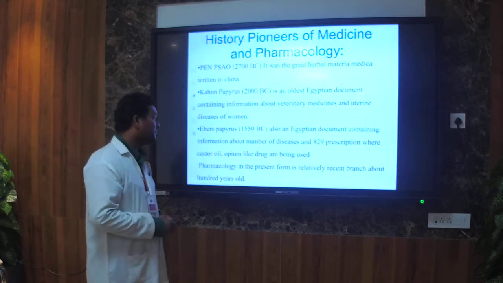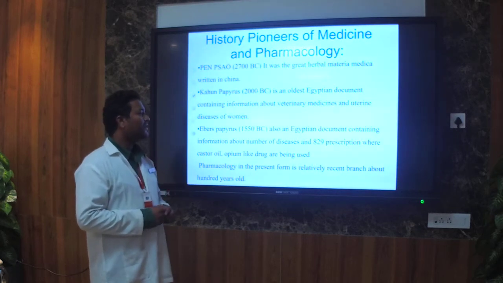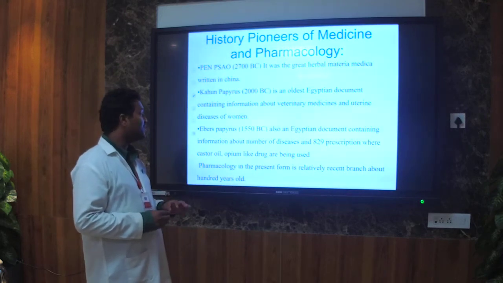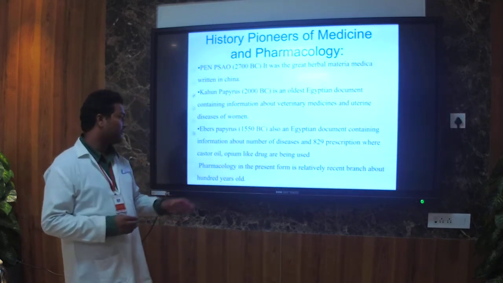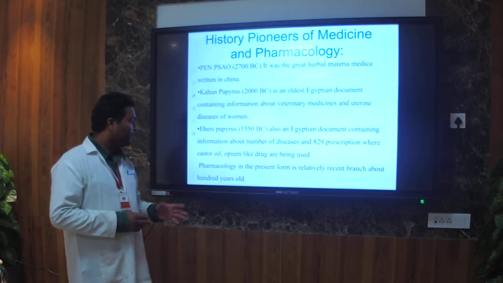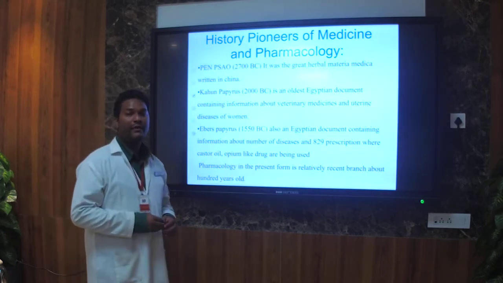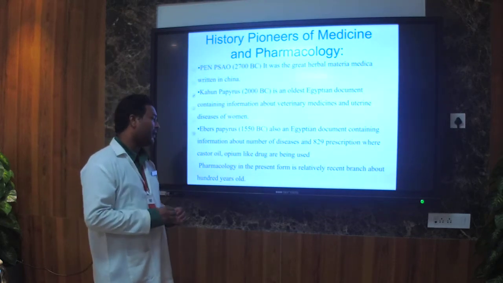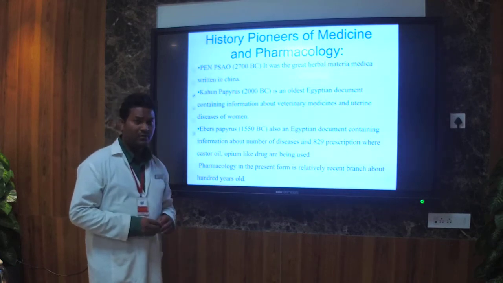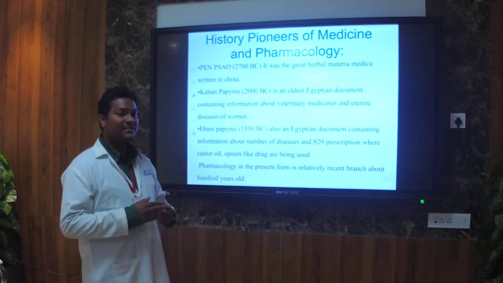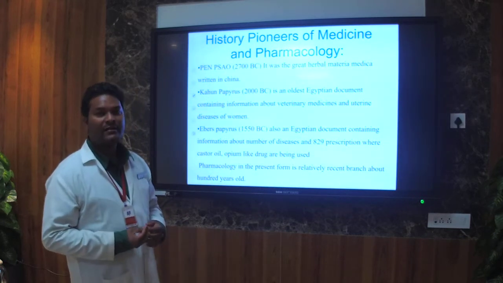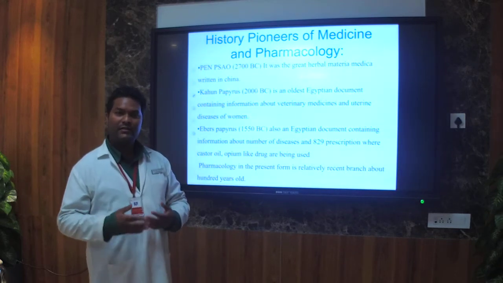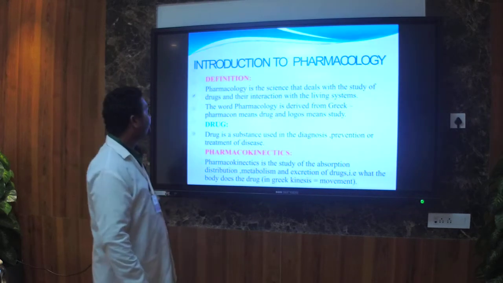Then another papyrus, from 1550 BC, also an Egyptian document, described diseases and 829 prescriptions, which comprised castor oil and opium-like drugs that could be used in treating patients. Pharmacology in its present form is a relatively recent branch, about 100 years old. As researchers took a keen interest in how plants and medicines could be used to treat diseases, the pharmacology branch started to develop.